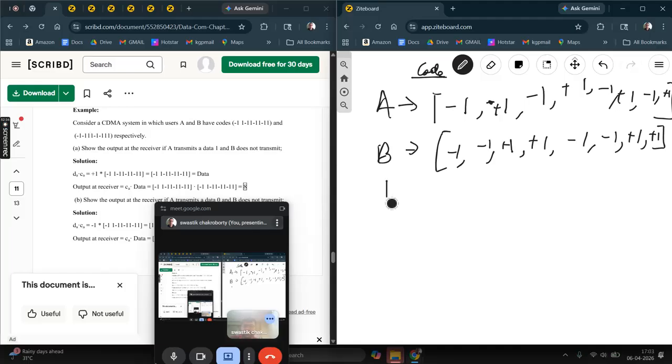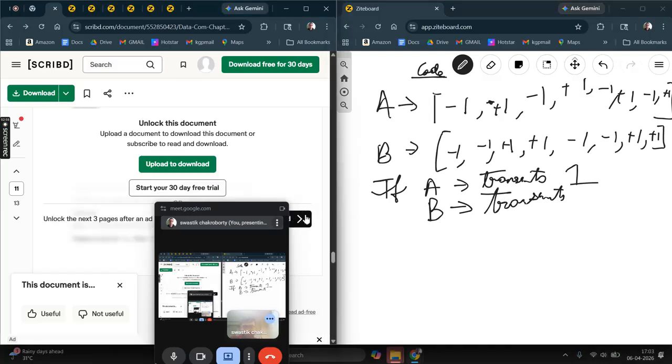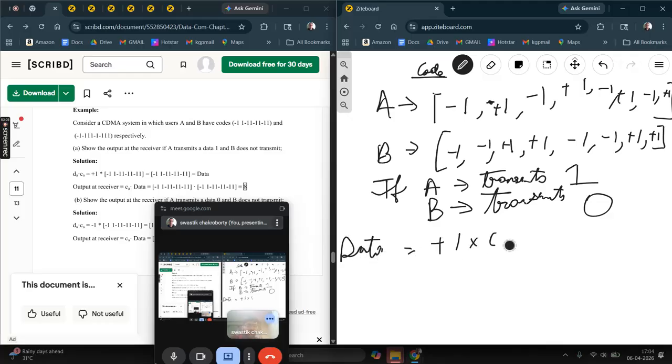So if A transmits 1, B transmits 0, that is silence, then channel data will be simply +1 into code of A. So CA. Now this is CA, I am not writing it again. This is CA, the code of A, and this is CA. So simply the code of A will be transmitted.